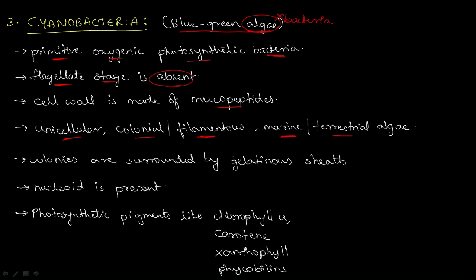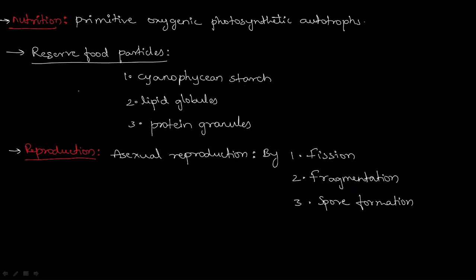The colonies are surrounded by a gelatinous sheath. Nucleoid is present in these bacteria. They have photosynthetic pigments like chlorophyll a, carotene, xanthophyll, phycobilins, etc. The nutrition for cyanobacteria is that they are photosynthetic autotrophs, that means they are photoautotrophs. The reserve food materials in these bacteria are cyanophycean starch, lipid globules, and protein granules.